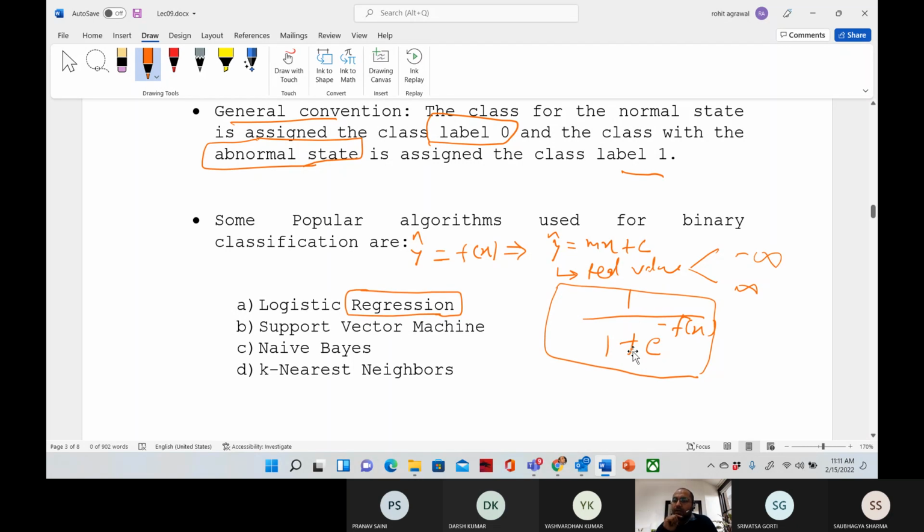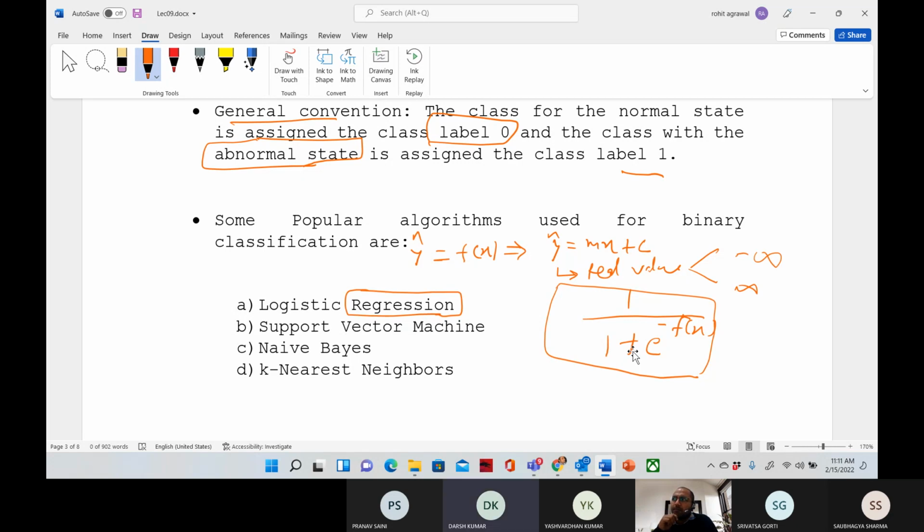So what will be the possible values of 1 upon 1 plus e to the power minus f of x? Suppose f of x is equal to 100. We are talking about the housing price data. So suppose f of x is equal to 10 lakh. What will be 1 upon 1 plus e to the power minus f of x?